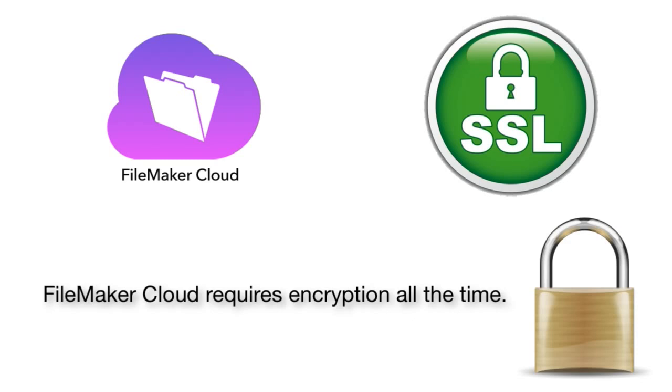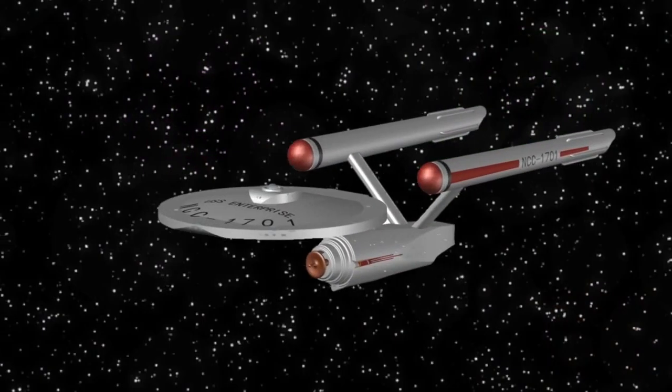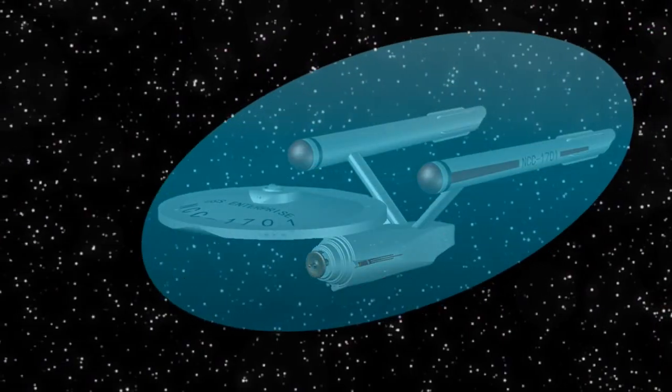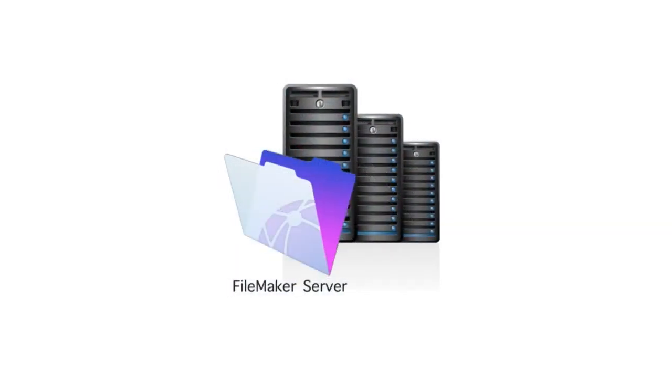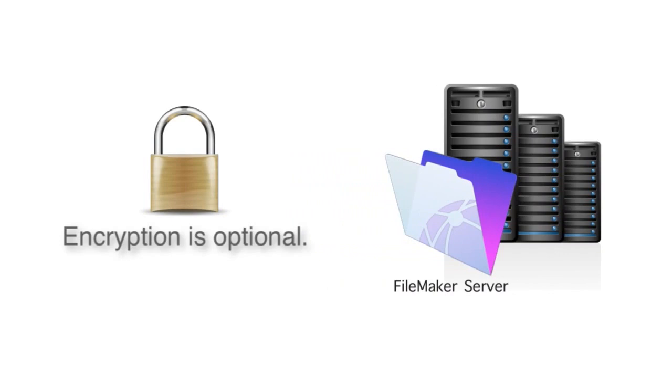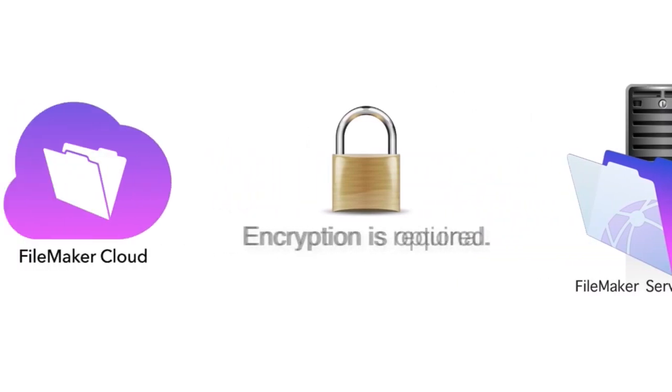There are some important reasons to have encryption enabled. For the Star Wars or Star Trek people, they're like, what do you mean it's always on? Imagine your ship flying around all the time with the shields up, right? Shields are always up. With a FileMaker Server setup, which is the other way of hosting, the encryption is optional. With FileMaker Cloud, it has to be on.